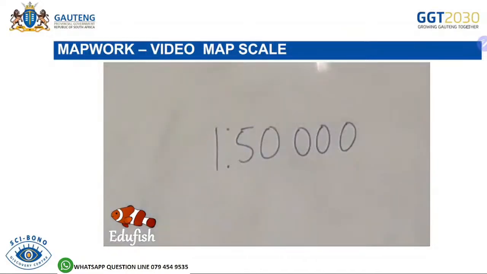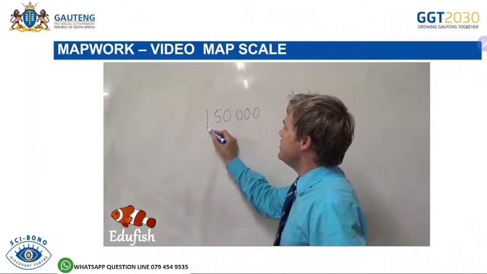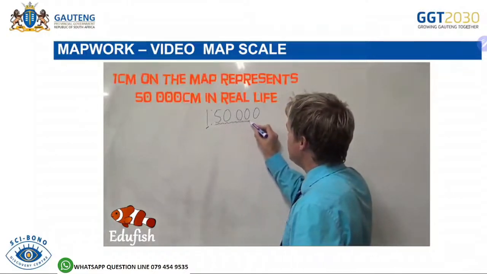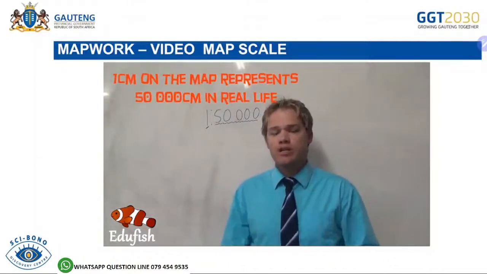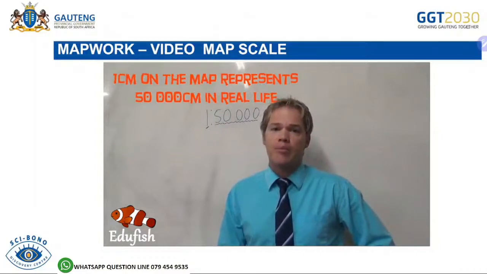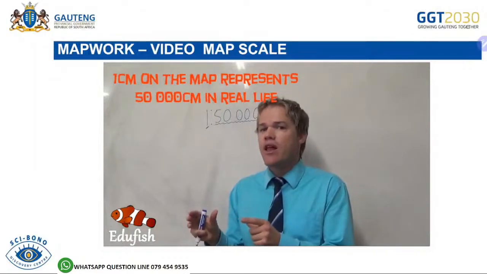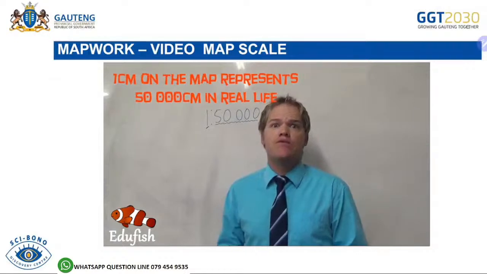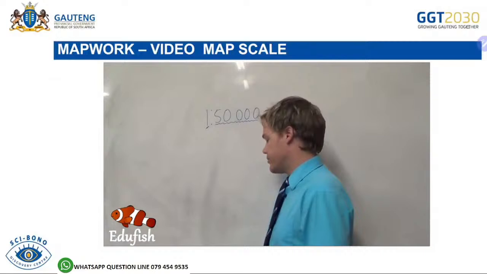Right, so here's my ratio scale, 1 to 50,000. Now, what it basically says is that 1 centimeter on your map represents 50,000 centimeters in reality. In other words, if you take your ruler and you measure exactly 1 centimeter on your map, then if you go to that specific place in real life, you will find that it is 50,000 centimeters. Okay, so let's make it really, really simple.